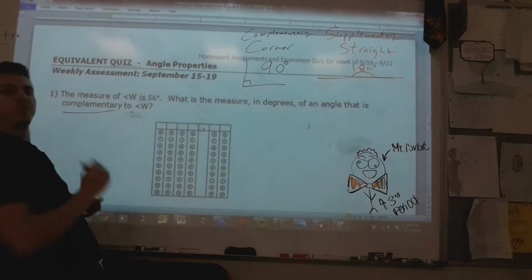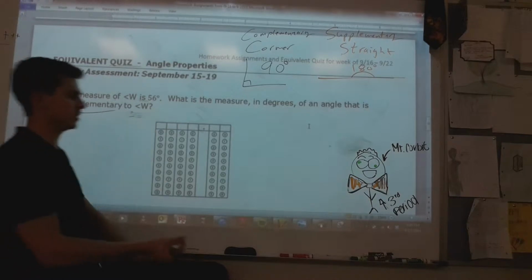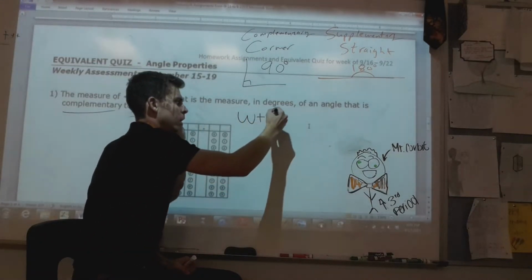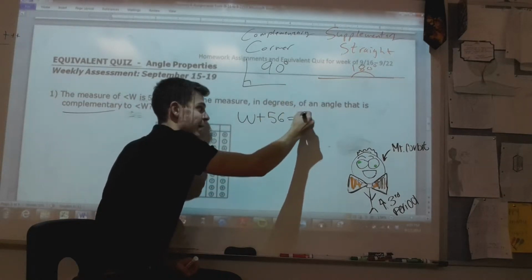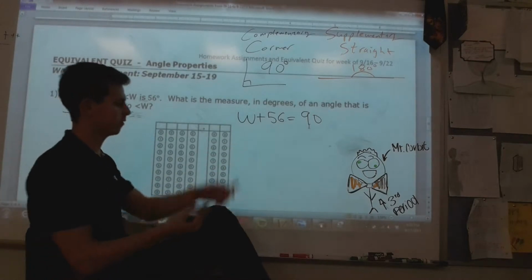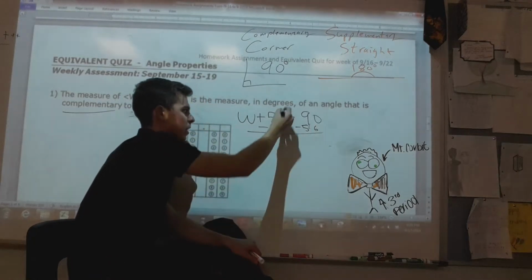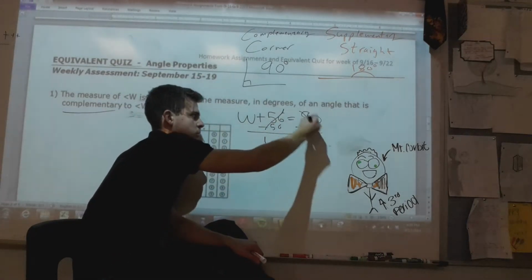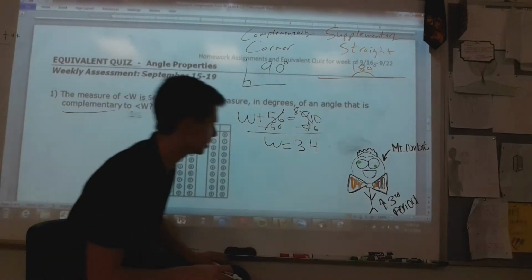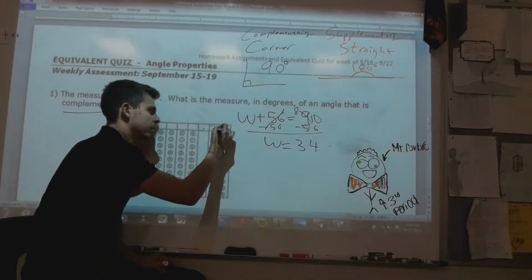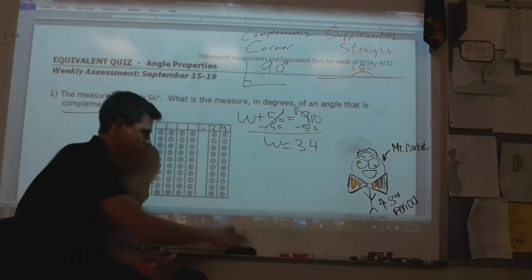Therefore, here in this problem, it's complementary. So we know that we're trying to solve for W, and one of them is 56. So it's going to be W plus 56 is equal to, it's complementary corner, 90. Now, solving for this, we're going to subtract 56 from both sides to isolate the W. These cancel. W is equal to 34 degrees. Now, if I put my answer here, that would be incorrect. It would be 0.34. That's a very, very small angle.